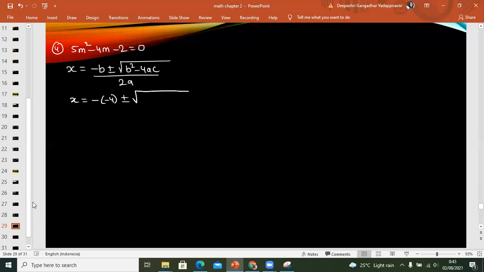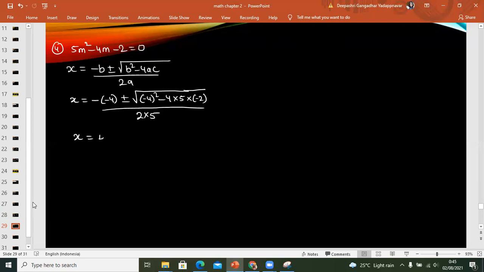Let's solve the next question, question number 4. Question 4 is 5m square minus 4m minus 2 equals 0. Again use the formula: x equals minus b plus or minus root of b square minus 4ac divided by 2a. X equals minus b, the b value is negative, so I am writing it in brackets. B square, again write this in brackets, minus 4 times a, which is 5, and c, which is negative 2. Divided by 2 times the a value, 5.